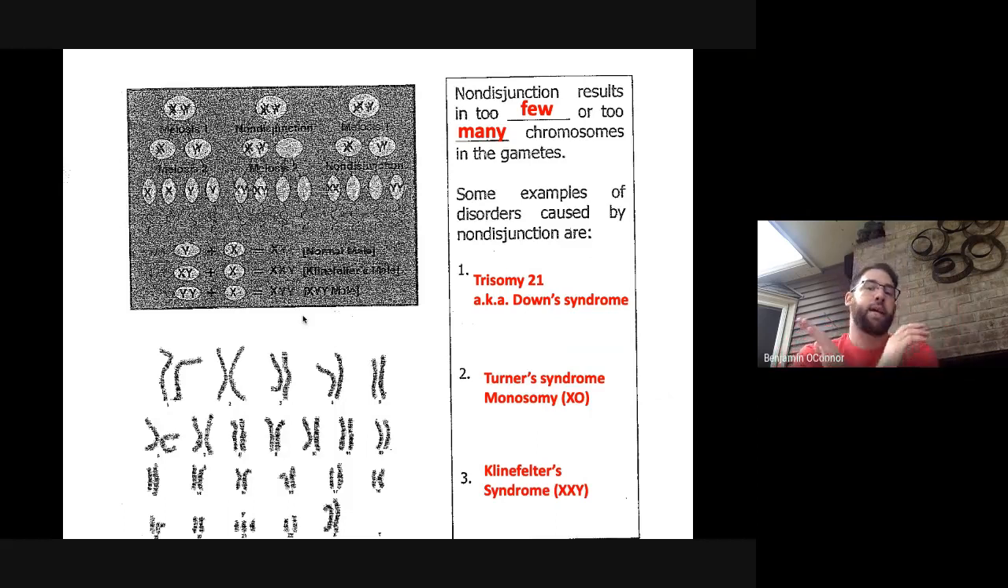That's an XXY. So this is too many sex chromosomes here. XX, we know that is a female, but XXY is going to be someone who has both male and female parts. You don't want that. All right, so this is going to be the end.